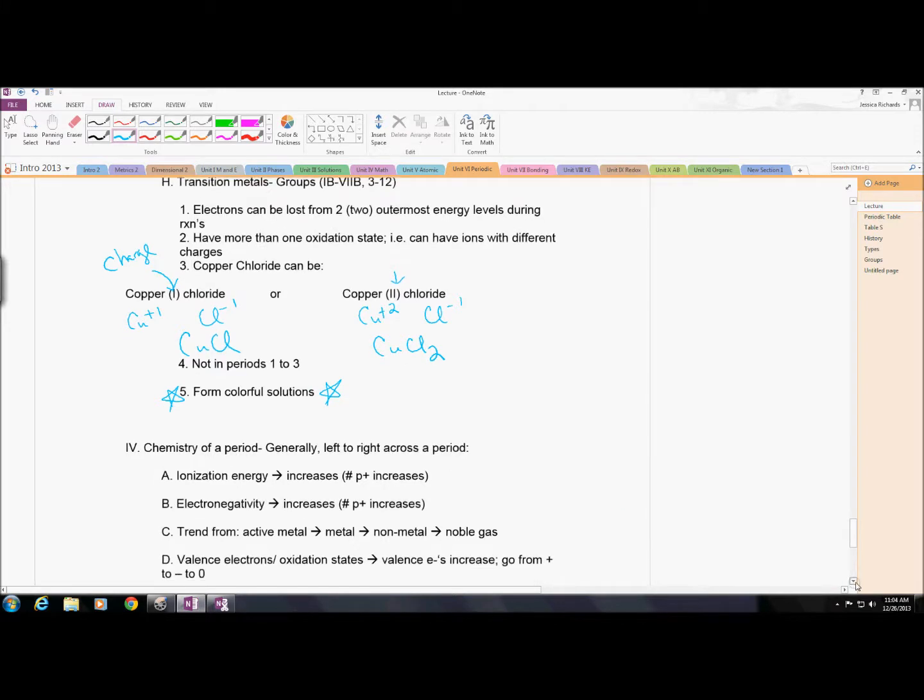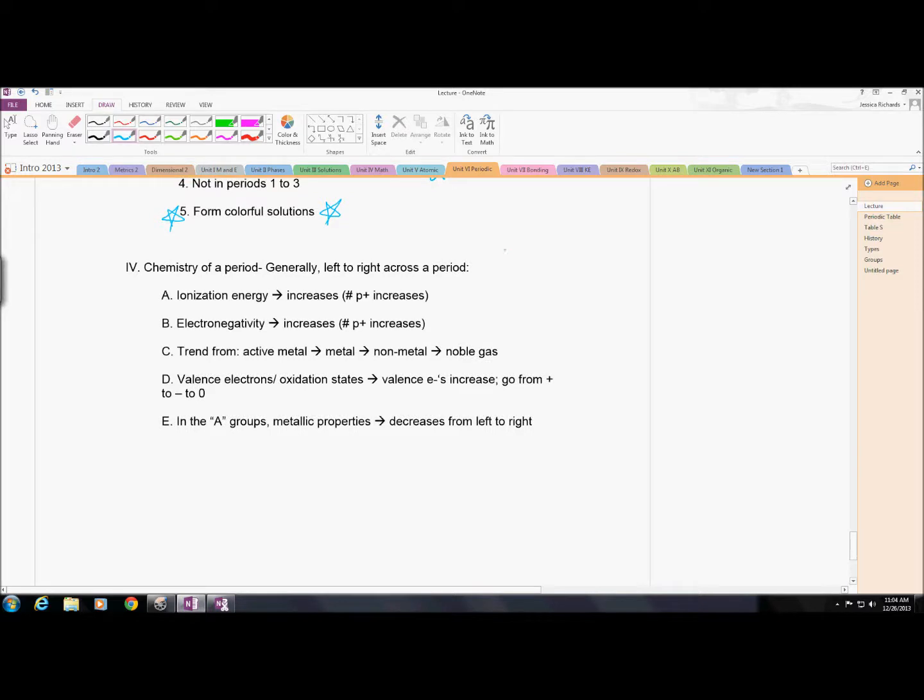As we go across the periods, remember periods are the horizontal rows that go from left to right, there's a certain number of trends you're supposed to know. Again, ionization energy and electronegativity on Reference Table S. Ionization energy, how much energy it takes to remove the outermost electrons, increases because the number of protons in the nucleus increases, holding the electrons better. Electronegativity, how well you gain electrons, also increases for the same reason. There's more protons in the nucleus to pull on the electrons with. You're going to see this trend from very active metals to regular metals to nonmetals to noble gases as you go across any of the periods.